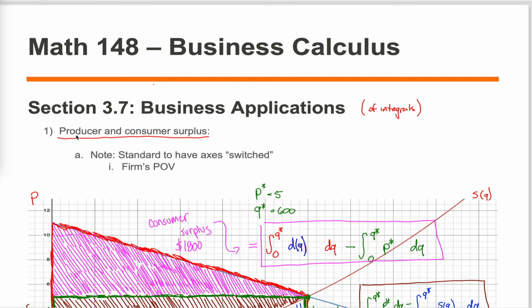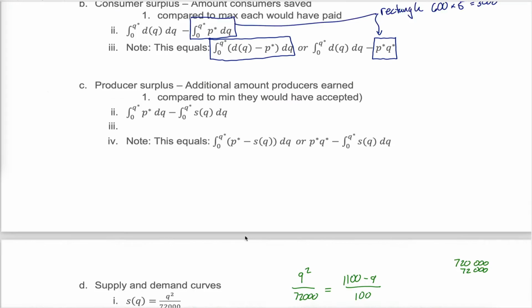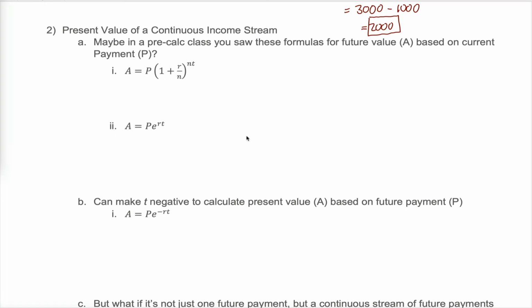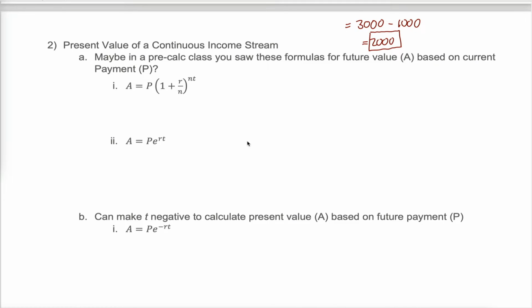In the last video, we learned about these concepts of producer and consumer surplus, two different applications of integrals in a business setting. In this video, we're going to look at a completely different business application of integrals. This is kind of a catch-all section where there are multiple concepts to teach you and they're not necessarily related. In this video, what we're interested in is the present value of a continuous income stream. And I'll explain what I mean by that after I give you a couple of formulas.